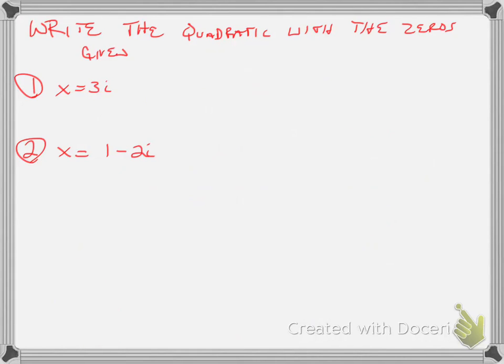Okay, here's two for you to try. Writing just again the quadratic. So there's 2 zeros for each, with the zeros given.